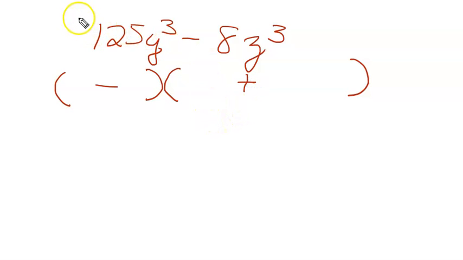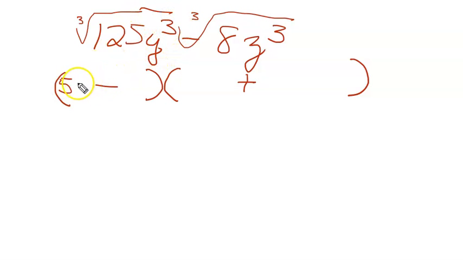Now, you take the cube root of both of these. Now, the cube root of 125 is 5. The cube root of y to the third is y. Now, the cube root of a negative 8c is a negative 2c.